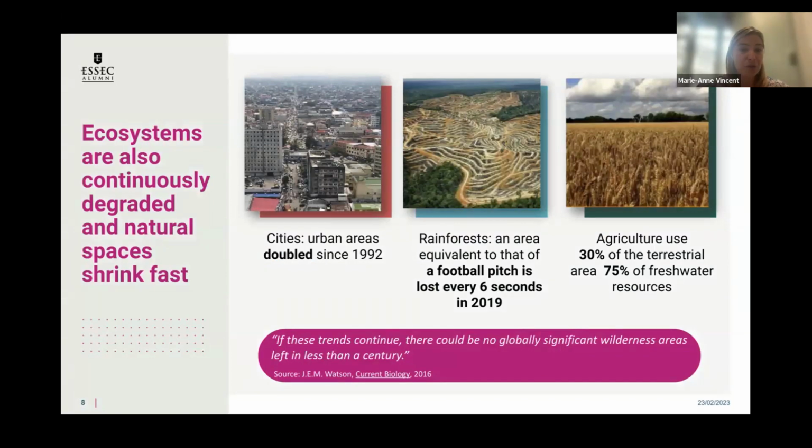mainly by cities, because the population is growing a lot everywhere in the world. Because of cities, urban areas have doubled since 1992. The rainforests are being lost because of agriculture, palm oil, etc. There's an equivalent of a football pitch lost every 6 seconds. So it's quite huge in terms of surfaces, if we put something concrete. And of course, terrestrial area has been used a lot for intensive agriculture, using a lot of fresh water resources.